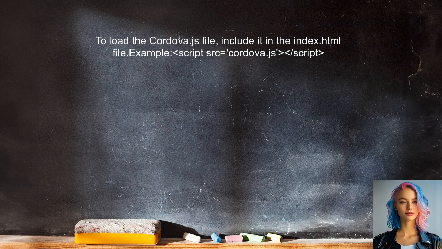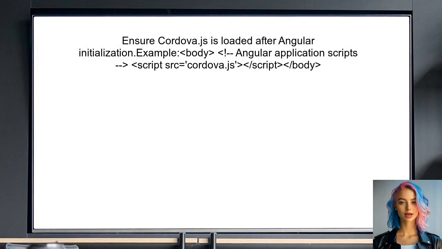application. This file is essential for accessing Cordova's functionalities. Next, the user should ensure that the Cordova.js file is loaded after the Angular application has initialized. This can be done by placing the script tag at the end of the body section.